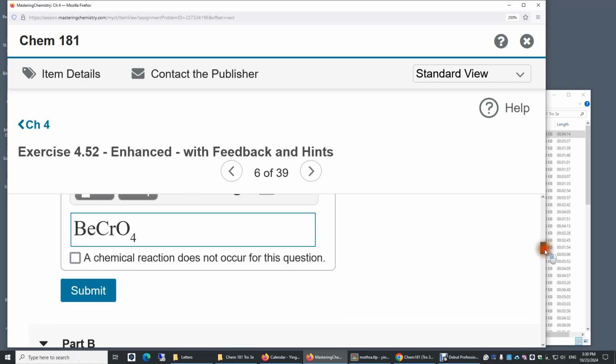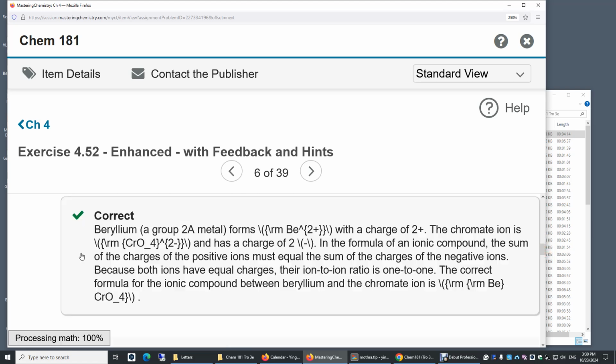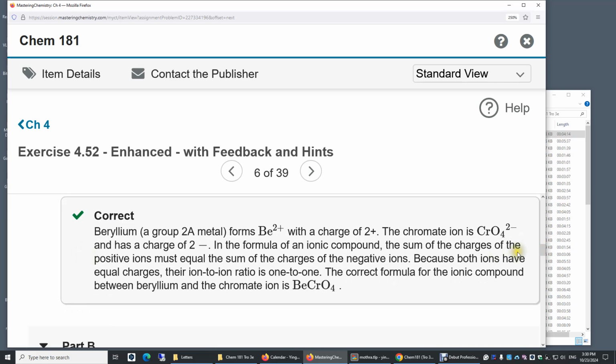We'll submit. This is the chromate ion. We have CrO4 with 2- charges.